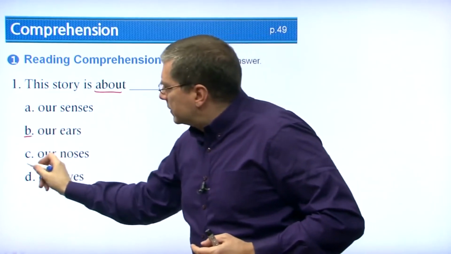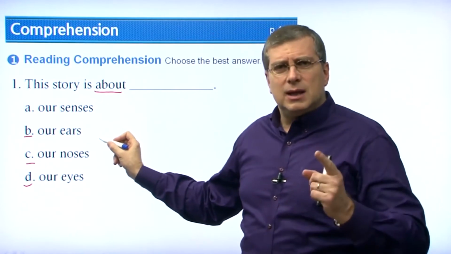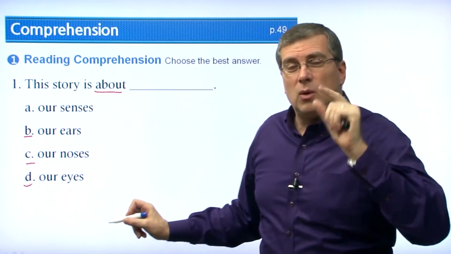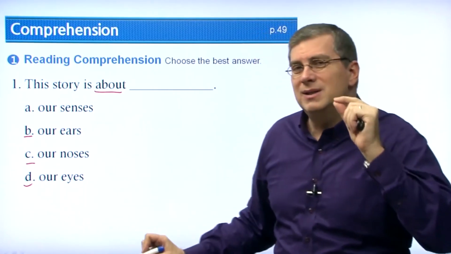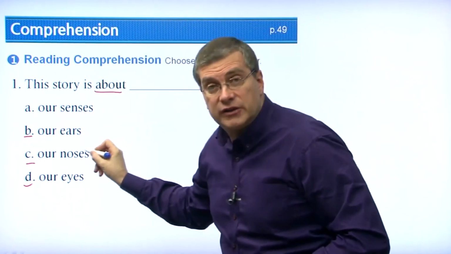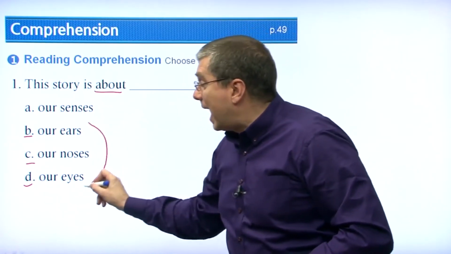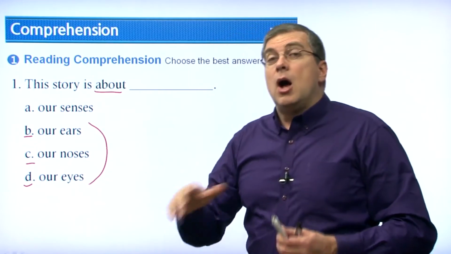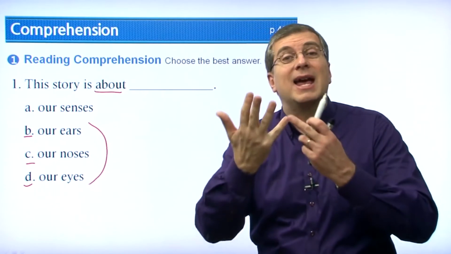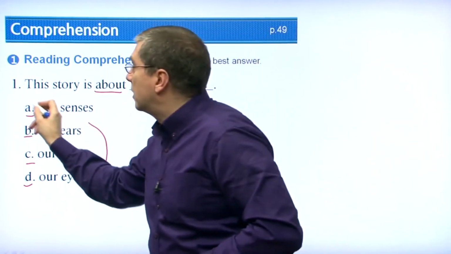If we look at B, C, and D, we can see that, yeah, we talked about our ears, we did, but that was only a small part, one detail. Our noses was only one detail. Eyes, only one detail. The whole reading passage wasn't about just our ears, just our noses, or just our eyes. It was about all three and two more. It was about our ears, our noses, our eyes, our hands, and our mouth, or our tongue. So it was about all 5 what? All 5 of our senses.